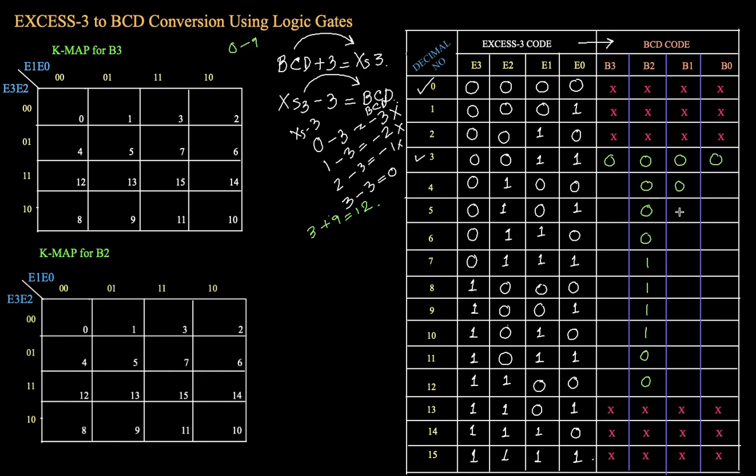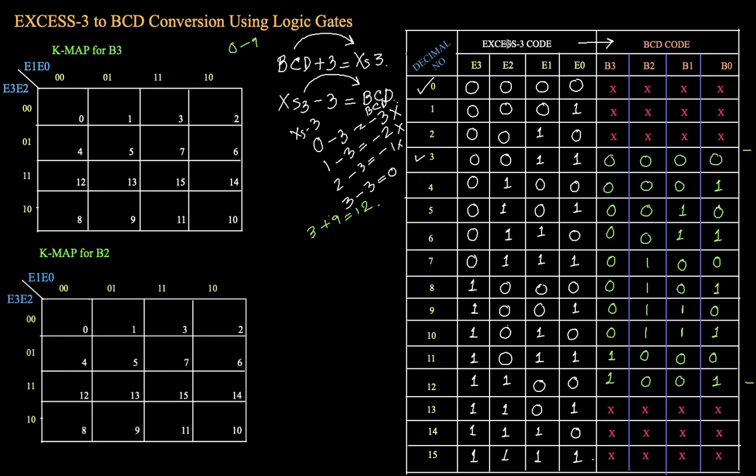So we can write it as, so we can easily convert this, and this 8 should be 0, and the last two are 1. It means if we convert this Xs-3 code into BCD, we should convert from 3 to 12.